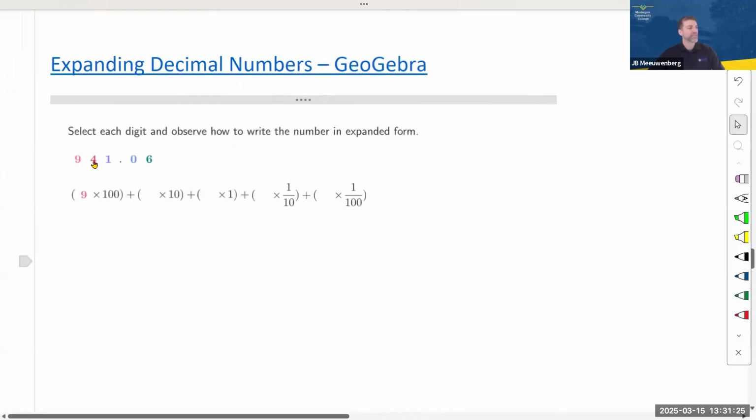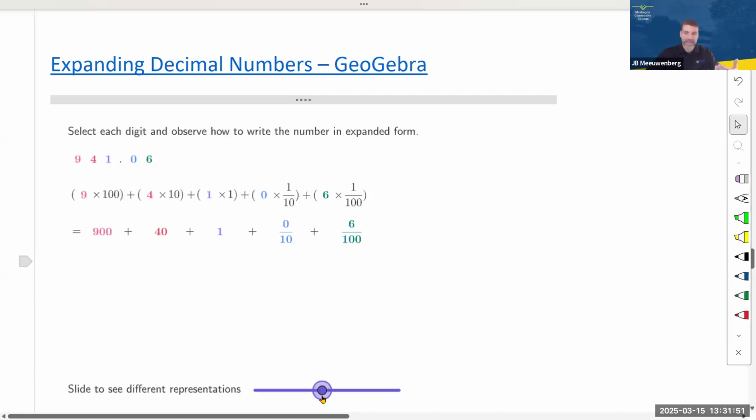Right, we have this number 941.06, and as you click on each number, it automatically fills the numbers in where they would go in this sum, in this expanded form. And then as you scroll the dial to the right, it goes through and does those calculations. You can see this is 900 plus 40 plus 1 plus 0 tenths plus 6 hundredths, like I did for you earlier. And then if we take it one step further, it's also equal to 900 plus 40 plus 1 plus 0 plus 0.06. So then it restates them in those decimal forms.